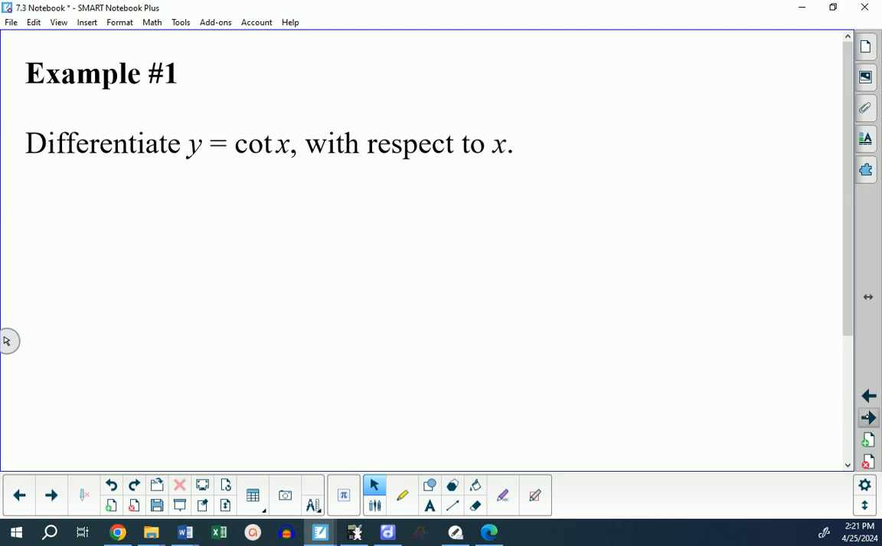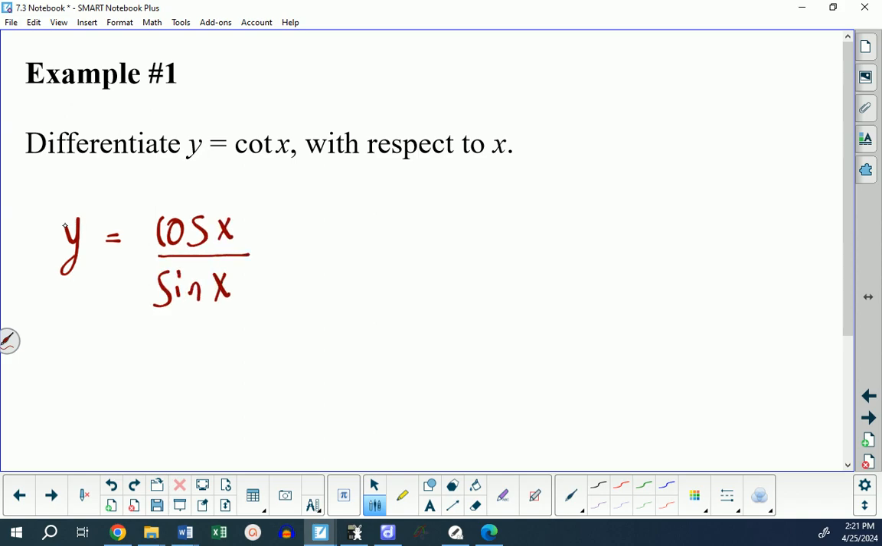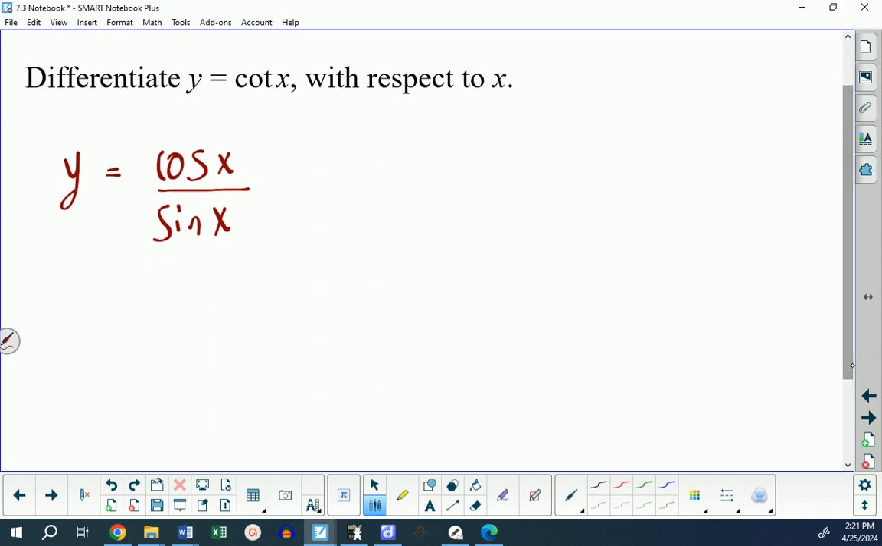As a warm-up, even though we're going to have a rule for this, I think it's important that you know where the rules come from. So we're asked to differentiate cotangent of x with respect to x. Well, we can write cotangent of x as a quotient of cos of x over sine of x, just using a quotient identity. And since we already know what the derivative of cosine of x is with respect to x, and we also know what the derivative of sine of x is with respect to x, this should be pretty easy.